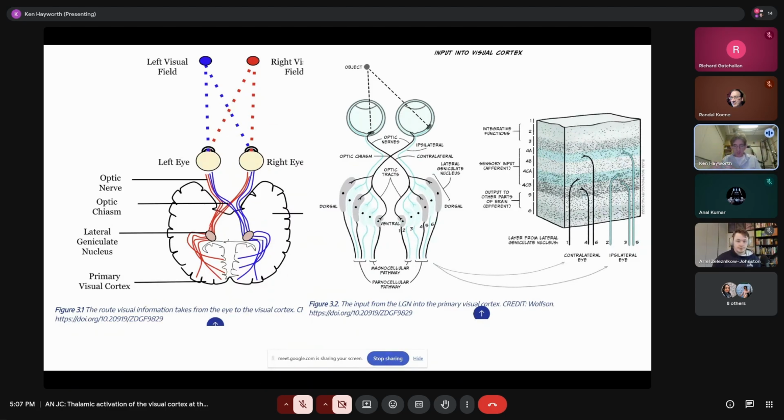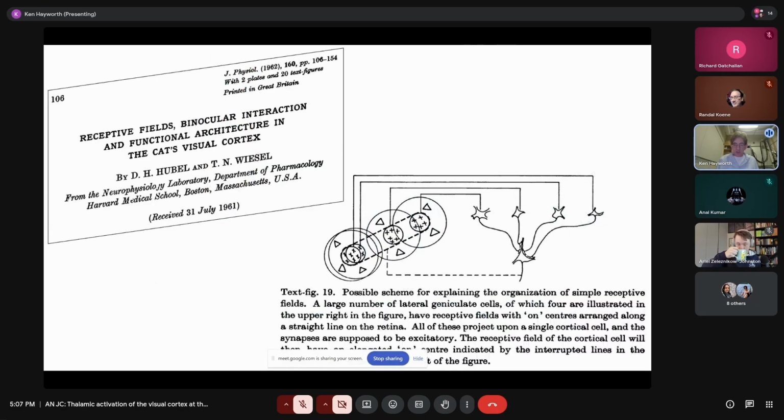There are other types of cells that are exactly opposite of that. They're called off-centered cells. If light is flashed on the surrounding area, then it activates, but if it's flashed in the center, it gets suppressed. So those cells are projecting to layer 4 neurons, and those layer 4 neurons usually have a receptive field that is looking for edges at a particular orientation.